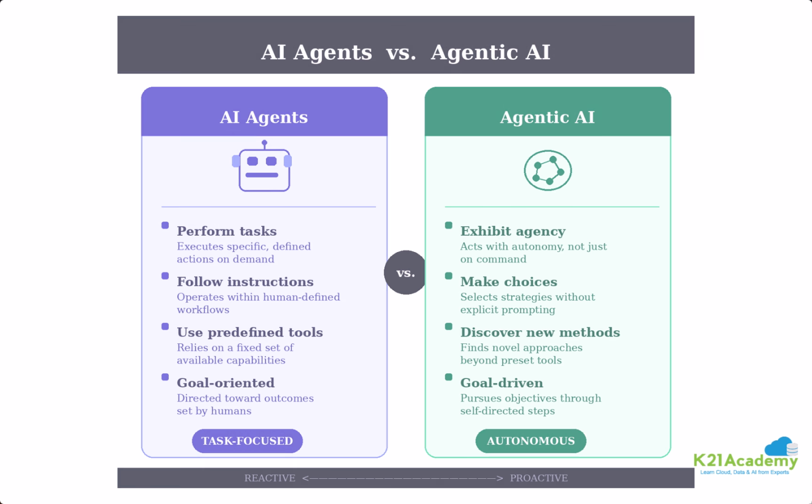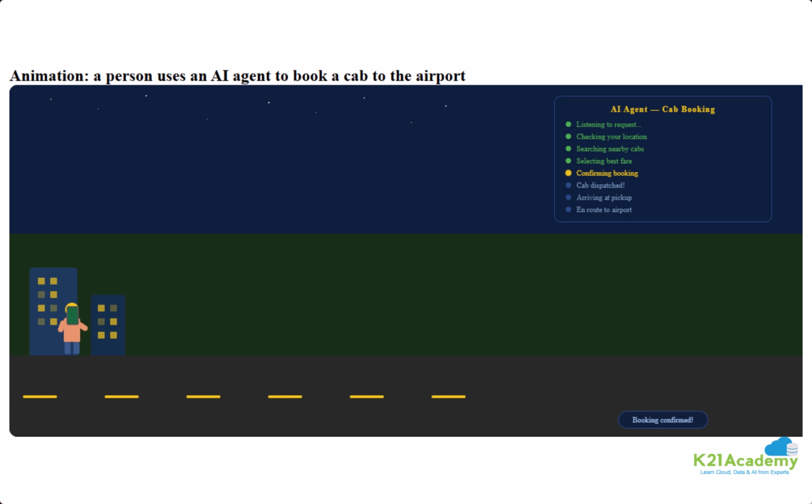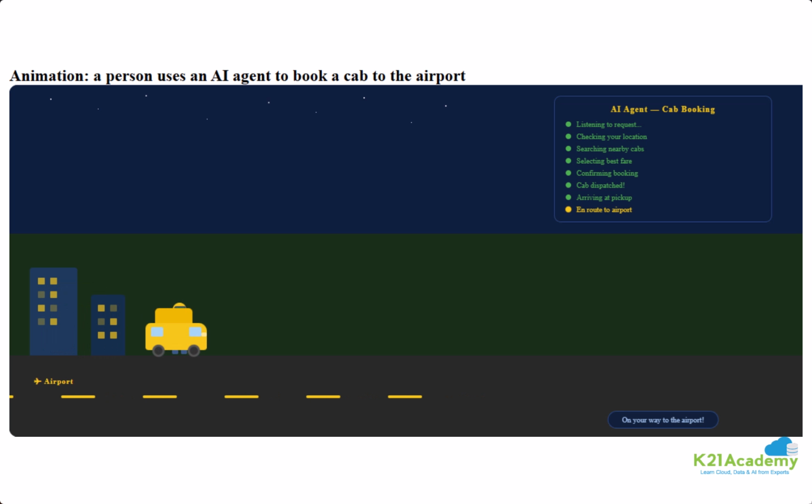Say, folks, I want to travel to the airport. Again, I want to travel to Switzerland. So obviously, I want to go to the airport and I want to book a cab. Can an agent do it? Yes, an agent can go ahead and book a cab for me.